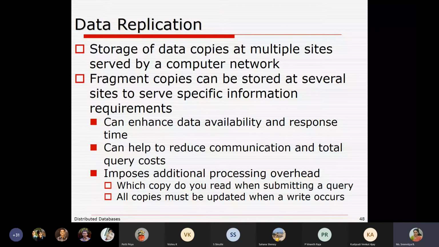Now, the second point we spoke about is replication. In replication, the data is copied at multiple sites. Fragment copies can be stored at several sites to serve specific information. I have already done fragmentation, and in that I can do replication. Basically, this will enhance data availability and response time. As I said, you don't have to go to the network to get some data. It also reduces communication and total query cost, because if you are traveling through the network, you are using resources. Additional processing overhead will come, because when you modify a copy, you have to make sure that all the copies are updated.